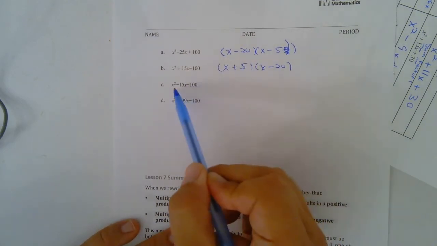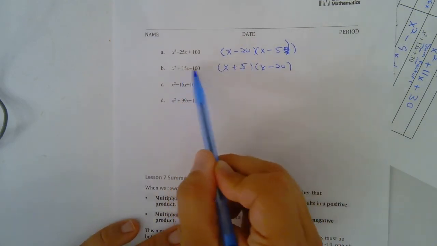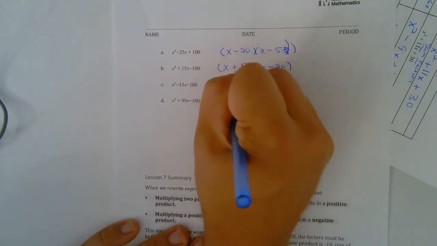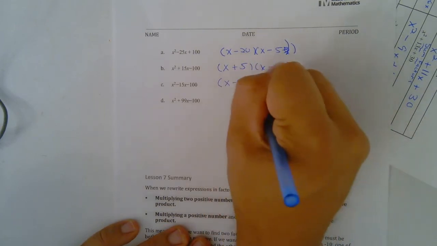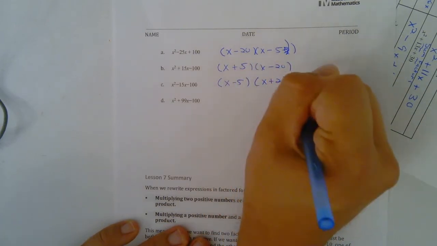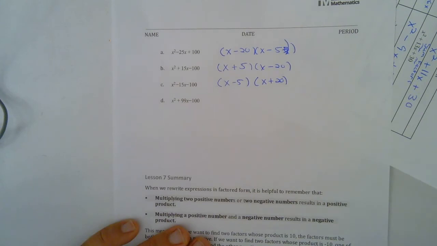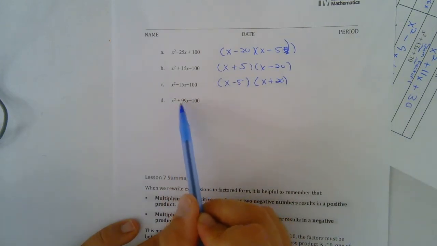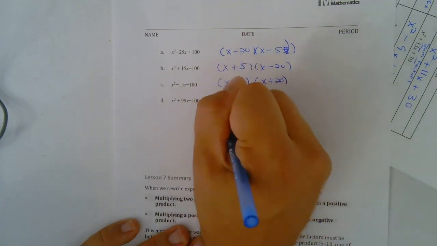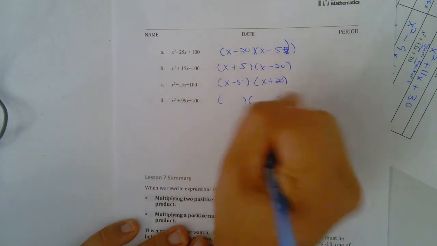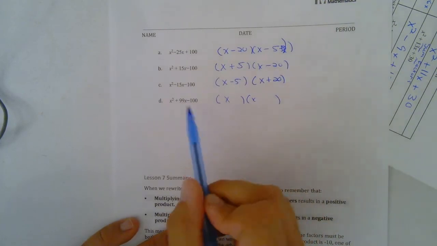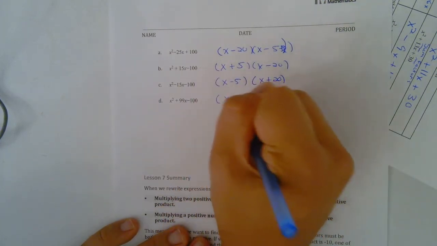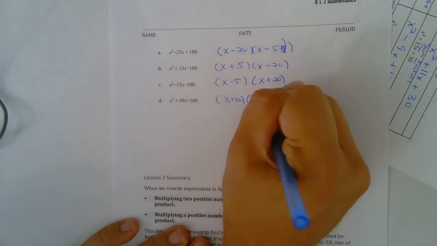So the same idea here, if we want this, instead of being positive 15, to be negative, we can just switch these two. So we would have x minus 5, and here this would be x plus 20. And then lastly, factors of negative 100 that sum to be positive 99. Well, in order to do that, we have to have the positive number be bigger. So we could have plus 100 and minus 1.